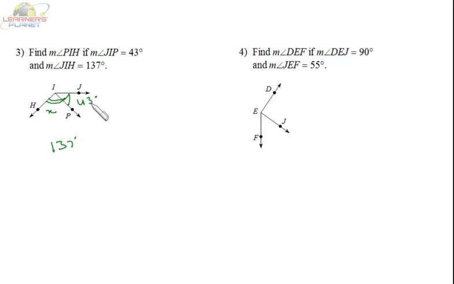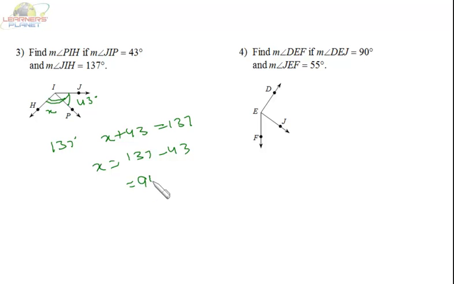That means this angle plus this angle, that is x plus 43. This angle plus this angle is 137 degrees. So x is equal to, that means angle PIH is 137 minus 43. Okay?